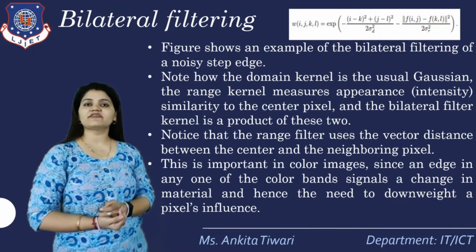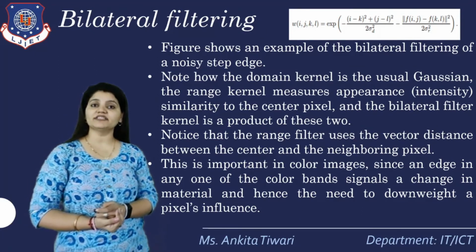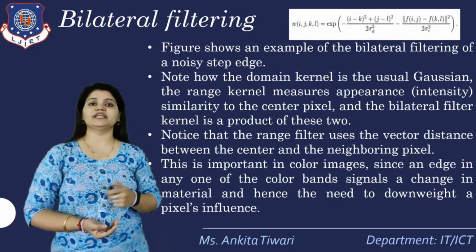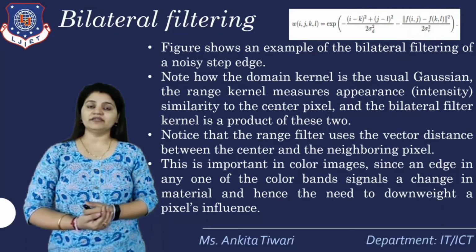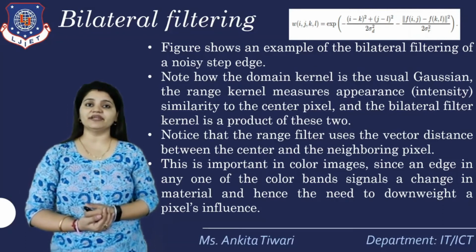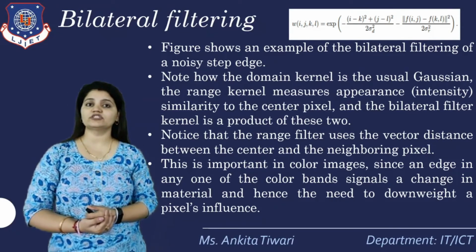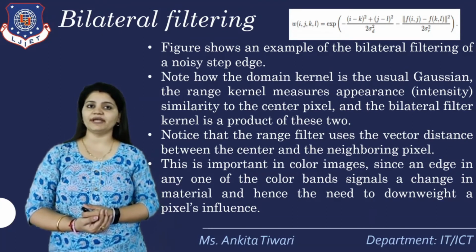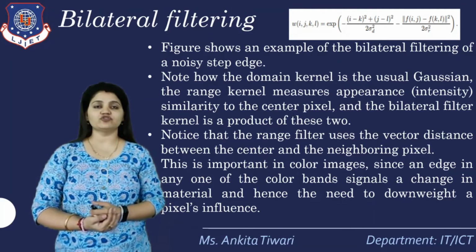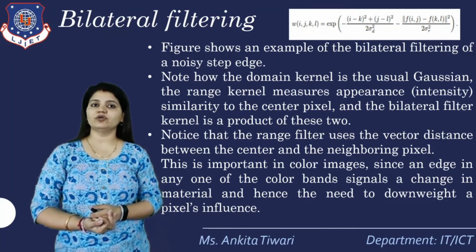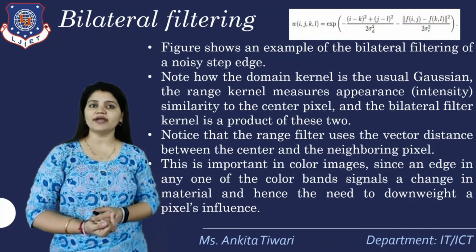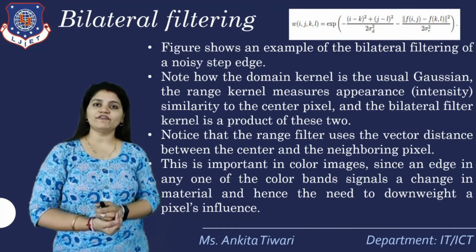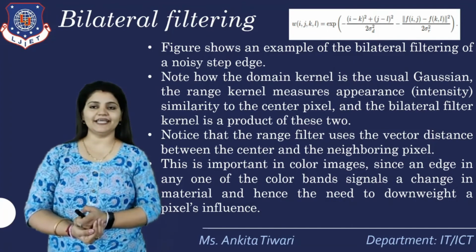So we can say it's a formula which is derived with the vector u of (i,j,k,l), defined with the expression exp of minus ((i minus k) whole squared plus (j minus l) whole squared) upon 2 sigma_d squared, minus the modulus of f(i,j) minus f(k,l) whole squared upon 2 sigma_r squared, and the whole is the expression for the weight u of (i,j,k,l).